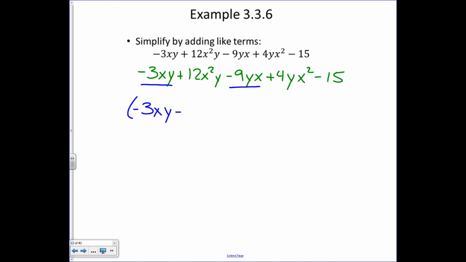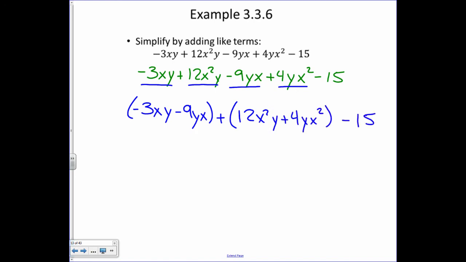Negative 3xy minus 9yx plus, here we have 12x squared y and 4yx squared. Again, the same variables raised to the same exponents. They don't have to be in the same order. And so 12x squared y plus 4yx squared, and then minus 15.